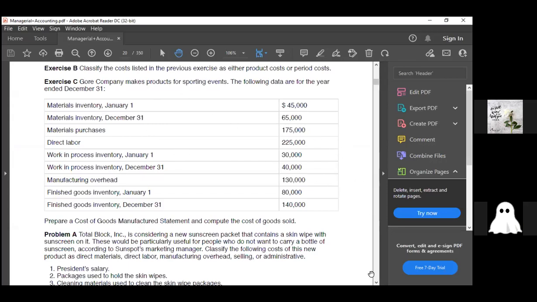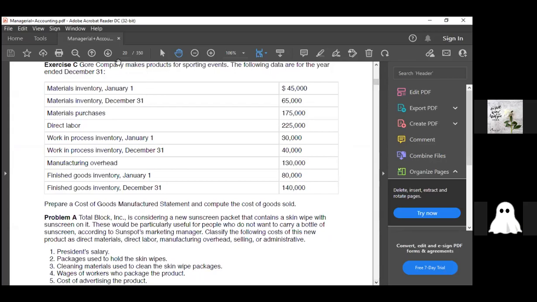Exercise C says Gore Company makes products for sporting events. So Gore Company is a manufacturer that makes products for sporting events. The following data for the year ended 31st December is available. You have a list of things there: material inventory on January 1st and 31st December, material purchases, direct labor, work in process, manufacturing overhead, and finished goods.